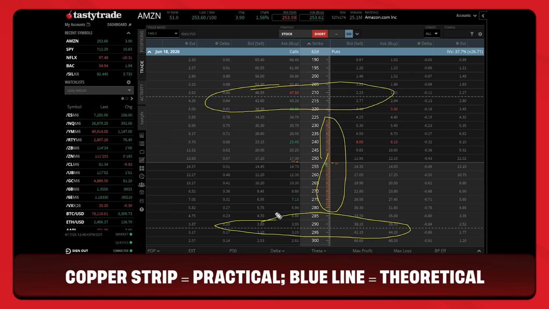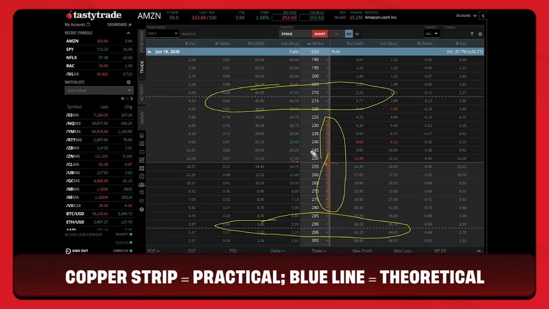Those are essentially two different ways to measure the same thing. They're both trying to capture what a one standard deviation range looks like right now. So that usually gives me around a 67 to 68% probability of being correct. Well, the copper strip gives you an estimate of that expected move based off of real prices in the marketplace, usually looking at around the straddle price or the slightly out of the money prices on the option chain.